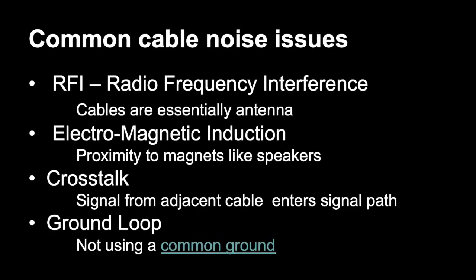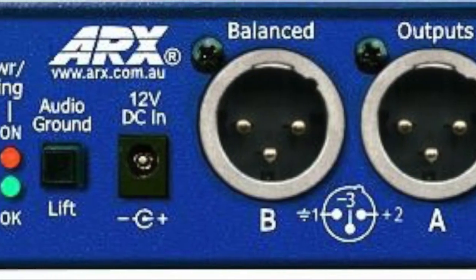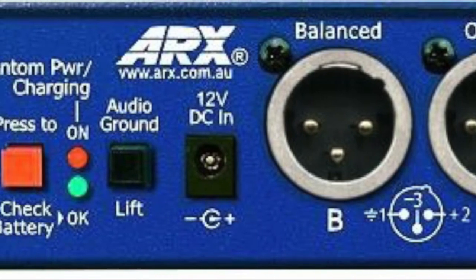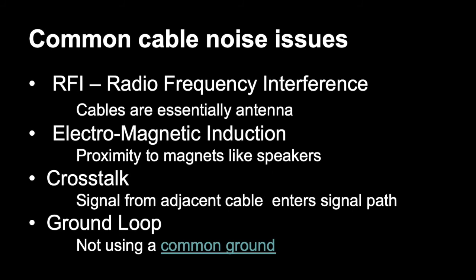We can have something called a ground loop, which is if we have more than one ground and we can get a 60 cycle hum, and that's something that we want to avoid. A lot of DI boxes will have what's called a ground lift. So if there's something that's humming, we can flip that switch on the ground lift and take off the ground, and sometimes that will eliminate the noise.